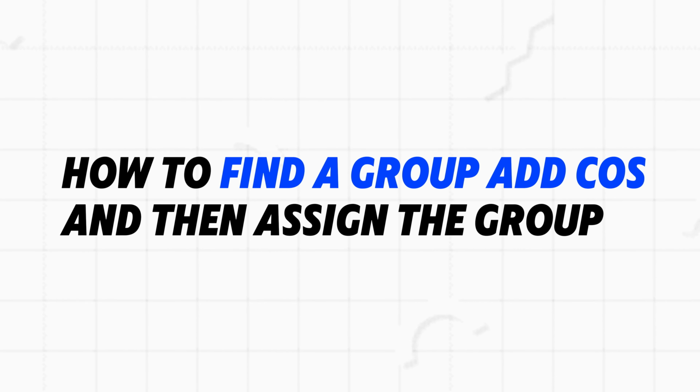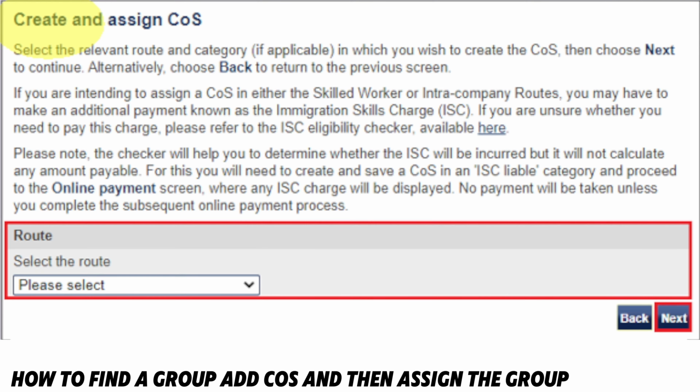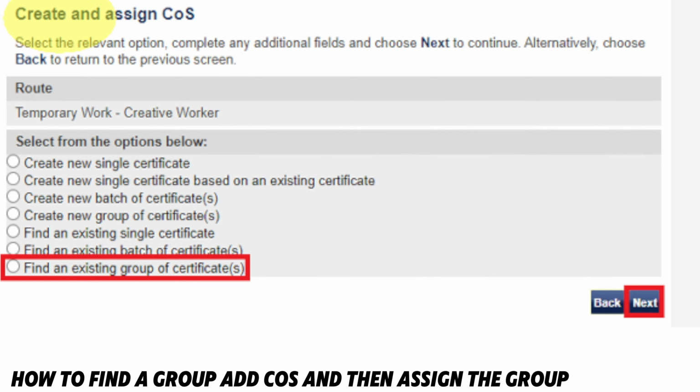Now let's discuss part 3, how to find a group, add CoS, and then assign the group. So for that, from the create and assign CoS screen, use the select the route drop down menu to select temporary work, creative work, and then click next. Then from the create and assign CoS screen, select the radio button to find an existing group of certificate. You select this and hit next.